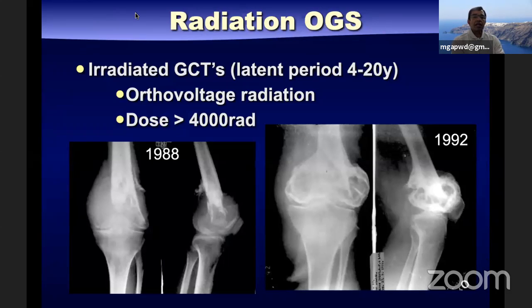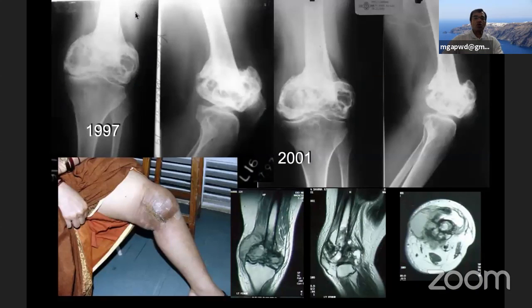So this is an example where you can see that this was a giant cell tumor which was radiated in 1988. And this, I will show you pictures, subsequently went on to develop a radiation-induced sarcoma, osteosarcoma. Now we know that any orthovoltage radiation with more than 4,000 rads risks development of a radiation-induced osteosarcoma.